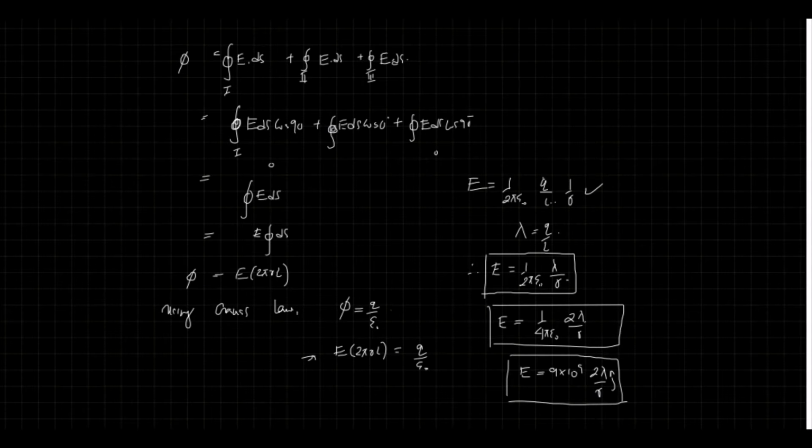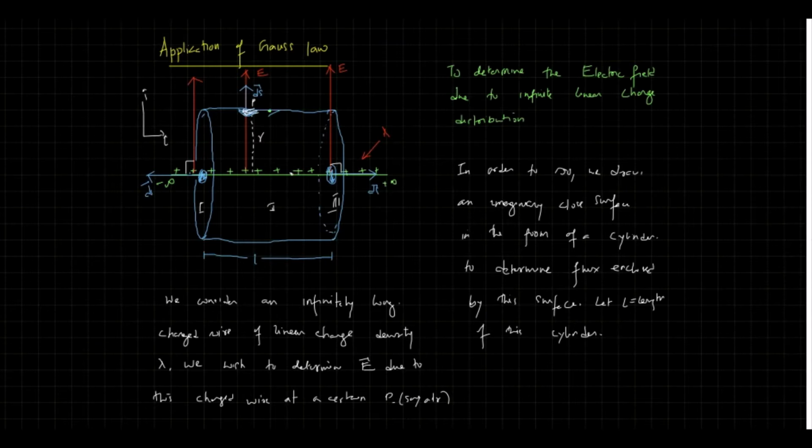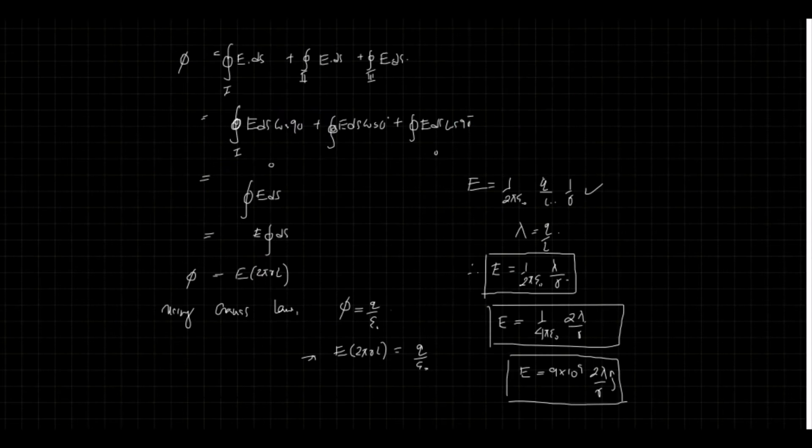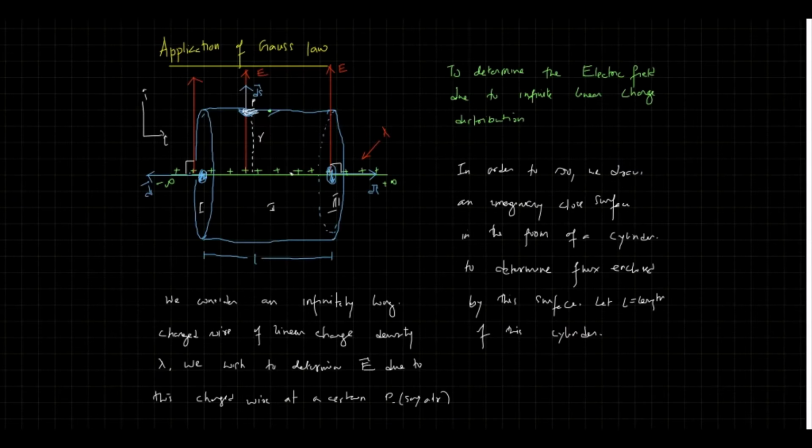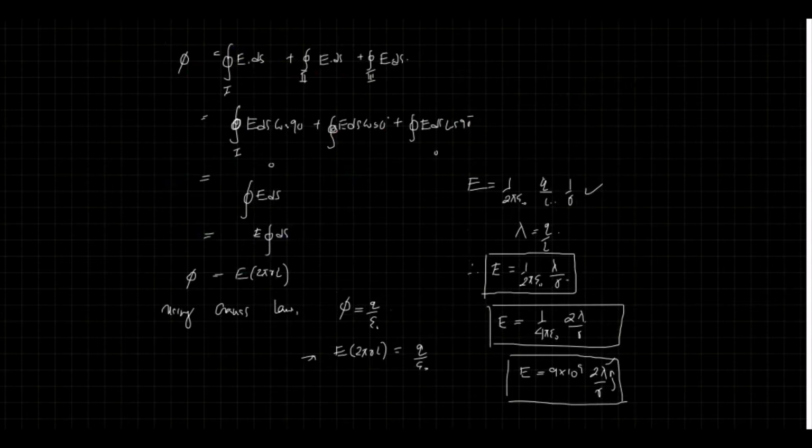Now one interesting thing you see: although we started with a wire extending to infinity on both sides, the final expression depends only on the linear charge density. So the length of this cylinder is irrelevant here, because the electric field at that point P only depends on the charge distribution. It does not depend on how long the wire is. If you know the charge distribution, you can easily determine it. So whether it's infinitely long or short or small, no problem. It only depends on lambda by R.